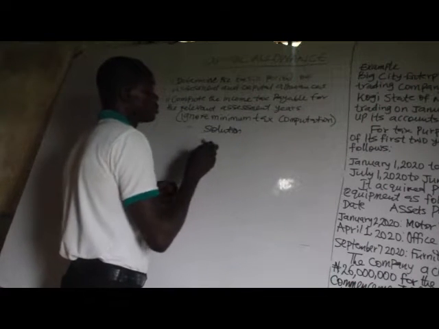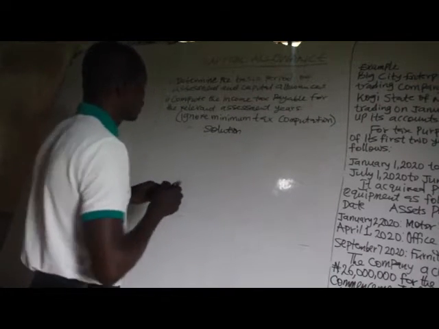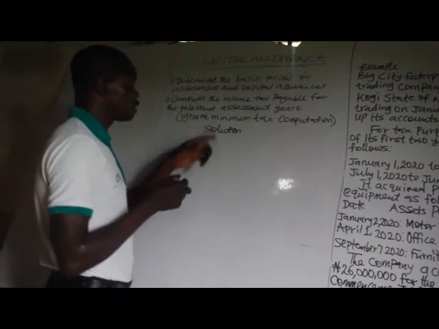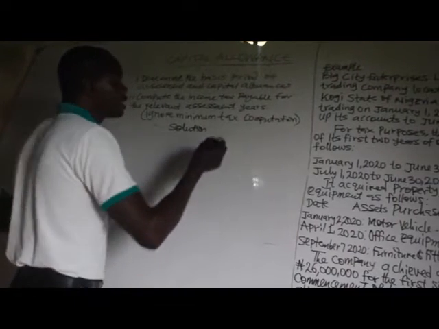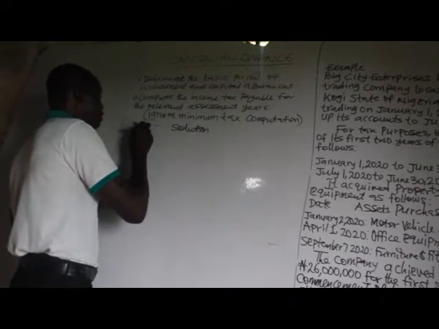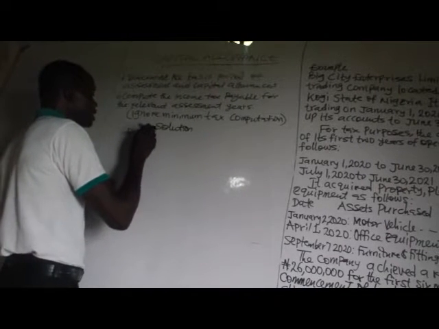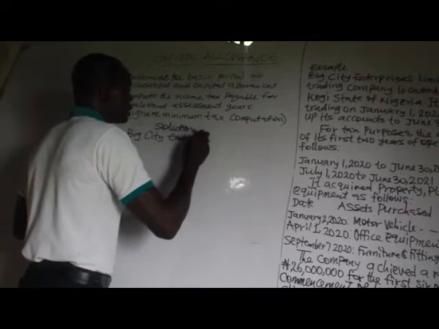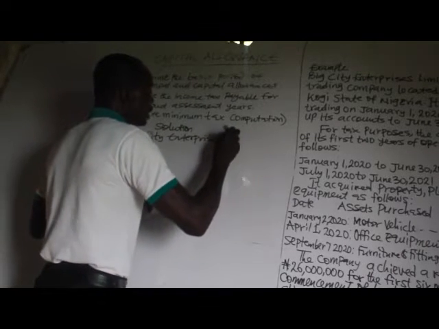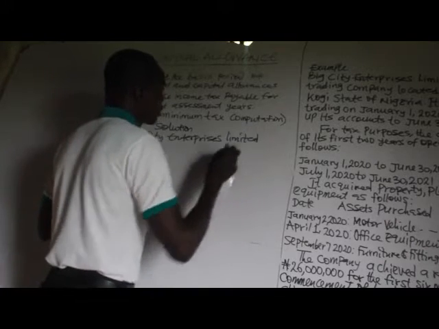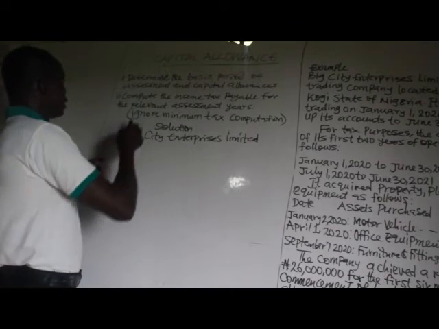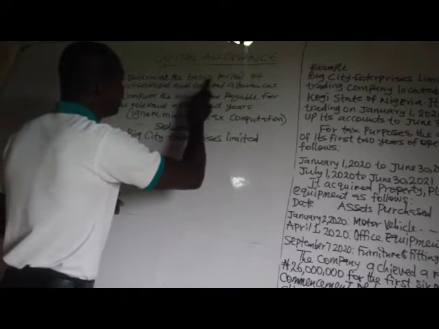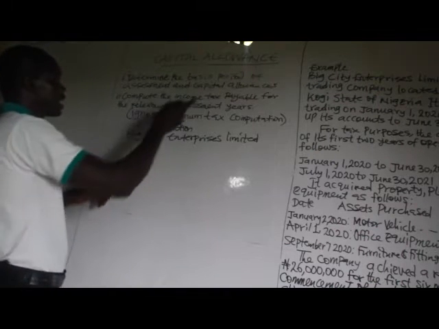Solution. I think May 2020 and November 2022. So we have Big City Enterprises Limited. That is the name of the entity. In the first requirement, you have to determine the basis period of assessment and capital allowance.